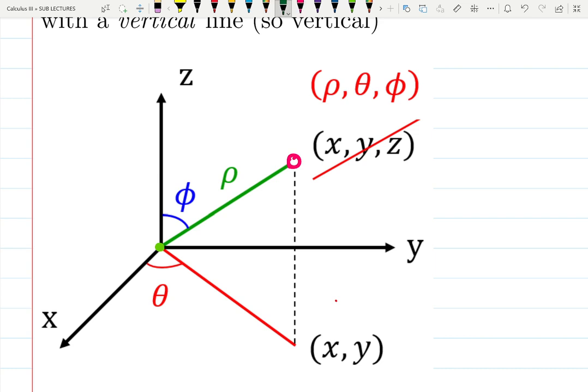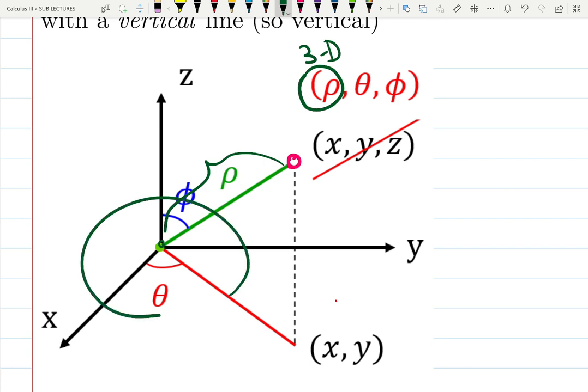Rho will be the distance from the fly to the origin, which is more intuitive than going to 2D. Now rho is in 3D, versus radius r, which was on the floor. Theta is still a rotation on the floor, so that one is in 2D. But phi is the angle of the fly with the z-axis, up and down. So phi is also in 3D.